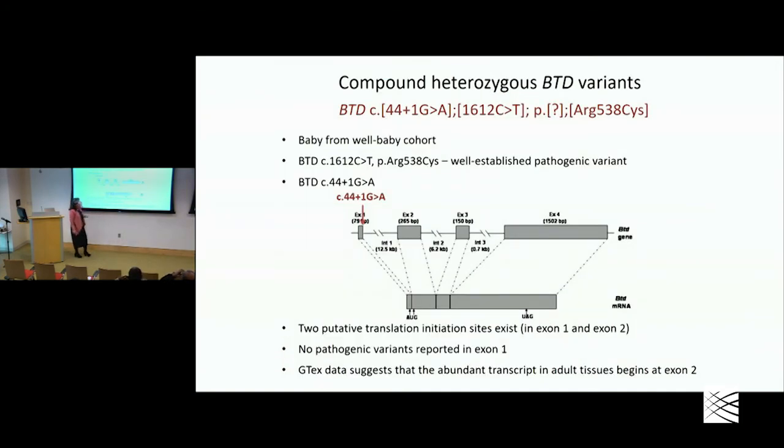But then here's a variant that we found in a babyseq case where there were 2 biotinidase deficiency variants. One of them, this one, was very well-established, well-published; you go through the ACMG guidelines, and it's pathogenic. But we detected this novel +1 splice variant in the first exon. So you're like, well, it's upstream of the nonsense-mediated decay site, that's good. But if you look at this particular gene, there are actually 2 putative translation initiation sites, one in exon 1 and one in exon 2. And there's never been any pathogenic variants reported in exon 1 in the literature.